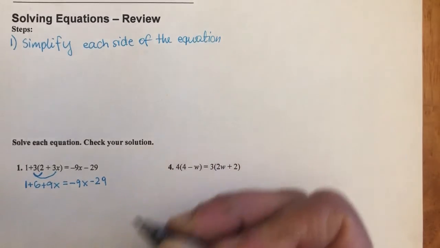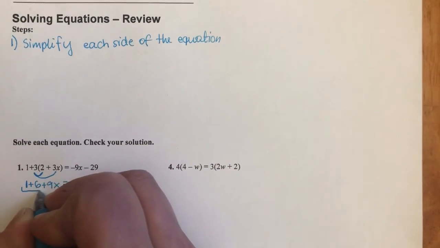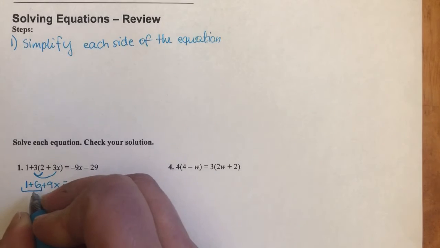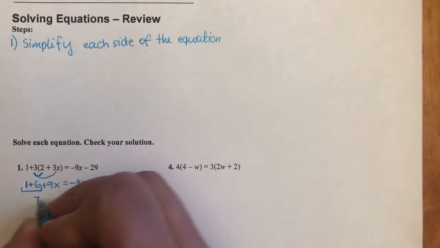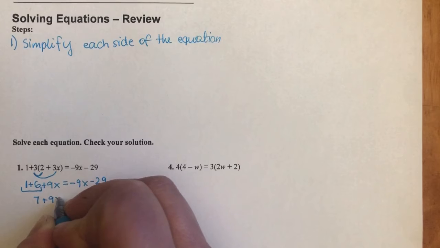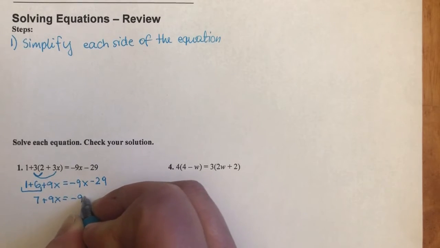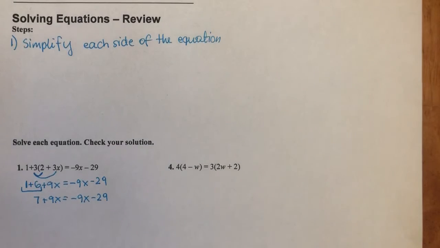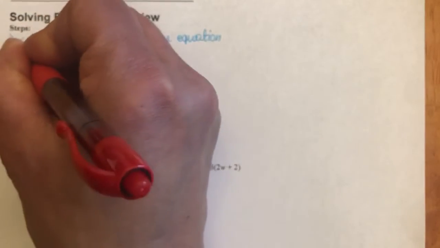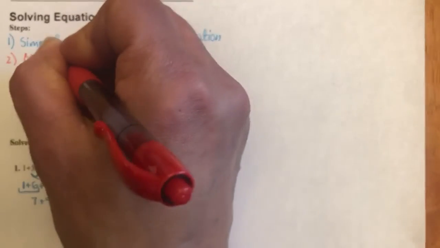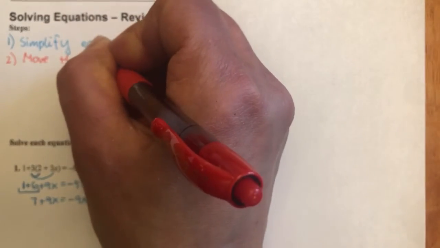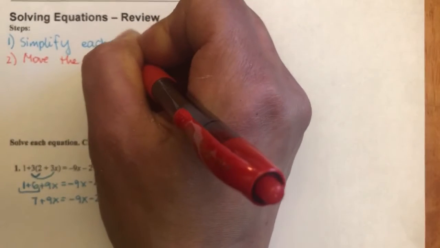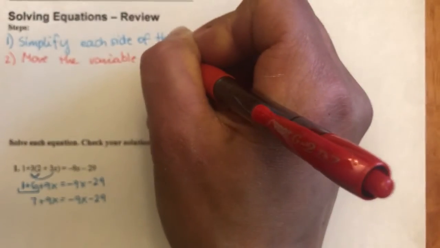I am still at step number 1 because I can still clean this up a little bit more. If I combine 1 plus 6, that is going to give me 7. 7 plus 9x is equivalent to negative 9x minus 29. Now I will move on to the second step. The second step is that I am going to move the variable to one side.